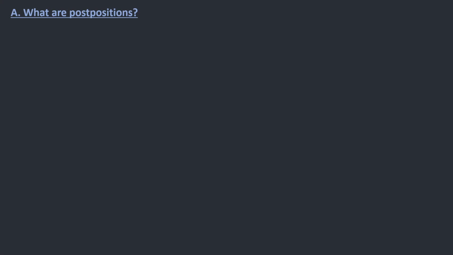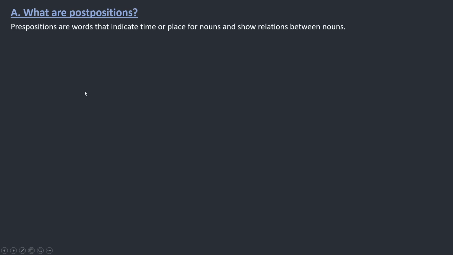First, what are the prerequisites? What are the postpositions? So, they are words that indicate time and place for nouns, that show the relations between nouns. There are also time postpositions, but in this lesson we will not talk about the time postpositions. We will only talk about the place. We will only learn the place ones.